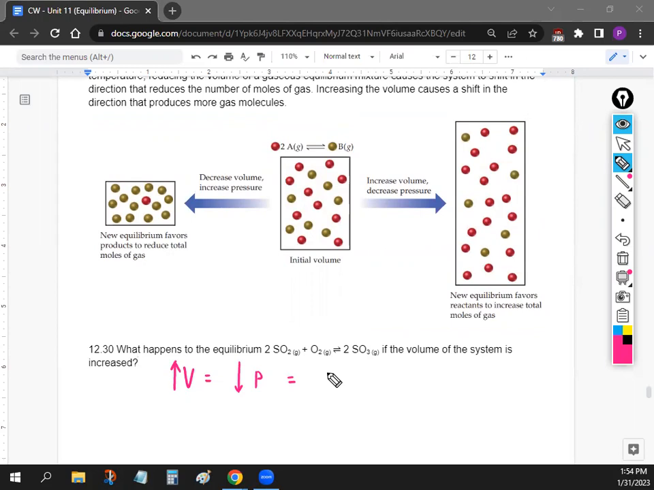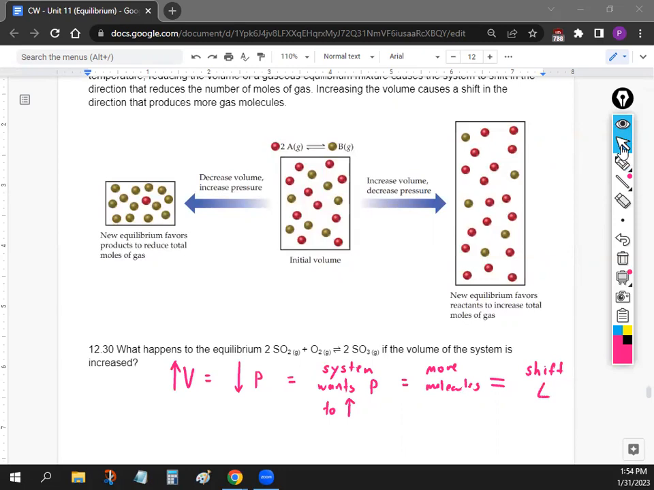Okay, so it decreased in pressure. So the system wants the pressure to what? Yeah, it wants to go back up. It wants to go the other way, right? It's like a chandelier. It's going to swing the other way. So if pressure has to go up, we need to go to the side with more molecules, right? Okay, so which side has more molecules? The left. So it's going to shift to the left.